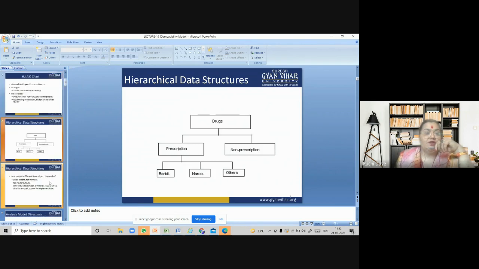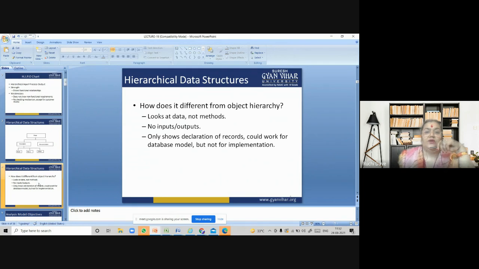Now, when we say that this is a hierarchical structure, what is the difference between the object hierarchy and the data structure hierarchy? The one thing which is quite clear here is that the thing which was written is medicine, drugs, and then bifurcated. Now, if you look at the data, there are no methods. You are only looking at the data, right? There are no inputs, there are no outputs. It is only showcasing the record, or maybe it can work well for database models, but it is not very good for implementation.